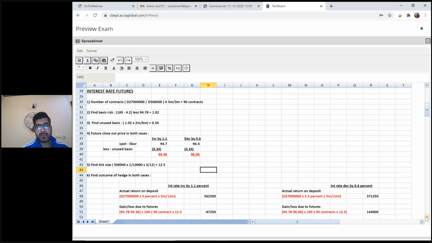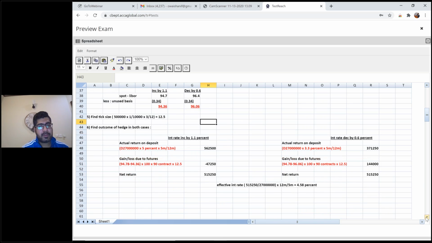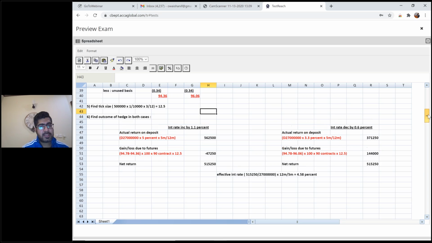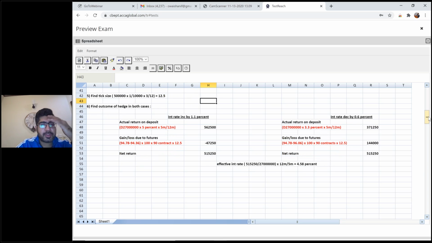Okay, outcome of hedge in both cases, increase by 1.1, decrease by 0.6. So it's the same format: actual return on deposit and gain/loss due to futures, net return. Actual return on deposit is the amount, 27 million dinars, into rate of interest. If it's increased by 1.1, it became 5.3 less 30 basis points, 5%, into time period 5 over 12. If decreased by 0.6, it becomes 3.6 less 0.3, 3.3%, into 5 over 12. You got the return on deposit.